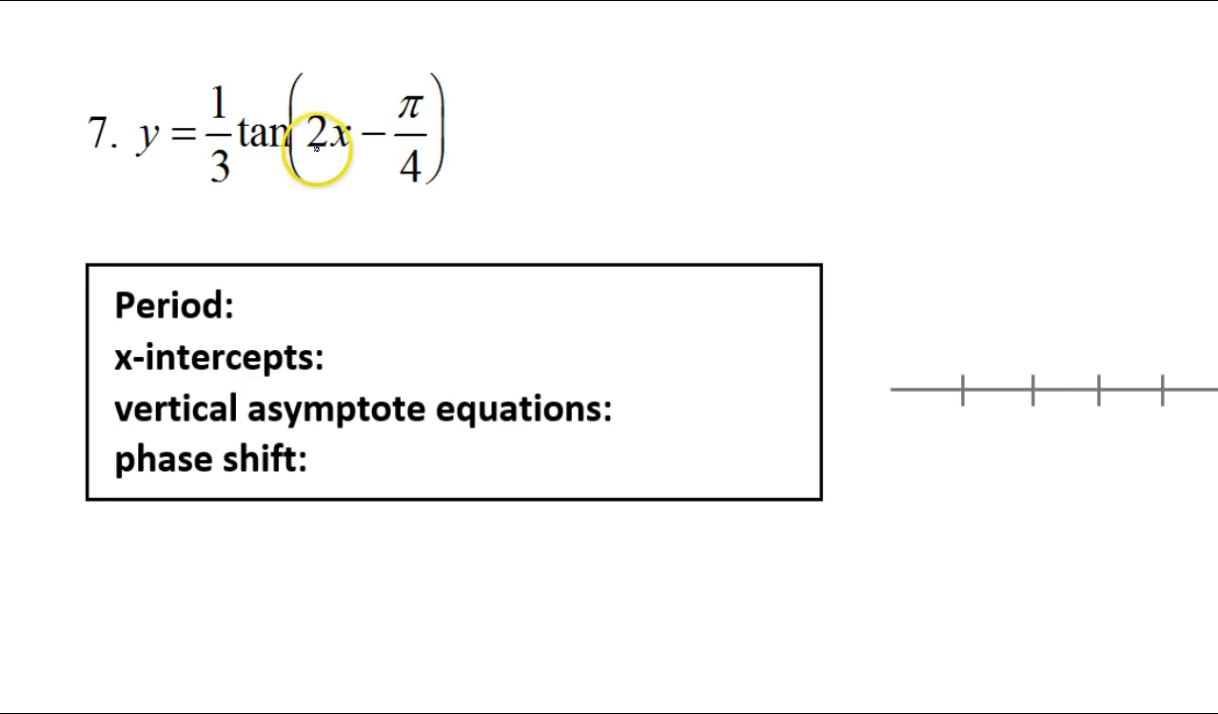I see that we have a b value and a potential phase shift. So the first thing I want to do is fix the way this equation is written, because we have to factor out the b value. I'm going to take that 2 and put it on the outside of parentheses, so I'll have x minus. To figure out what goes on the inside, I need to take this pi over 4 and divide by 2.